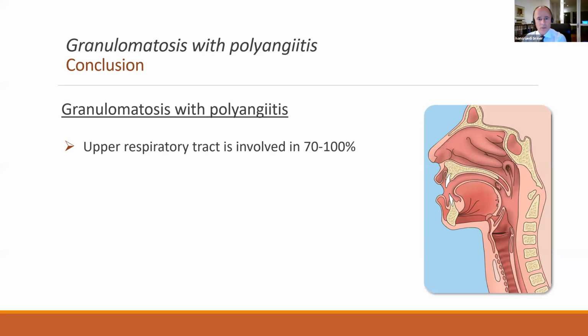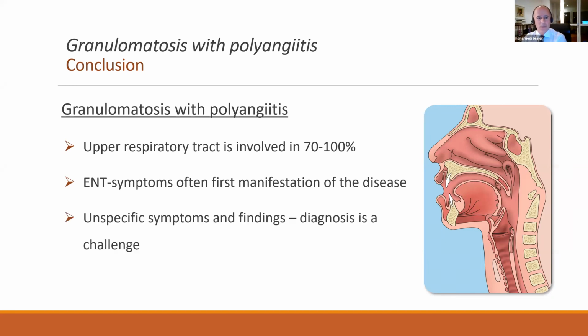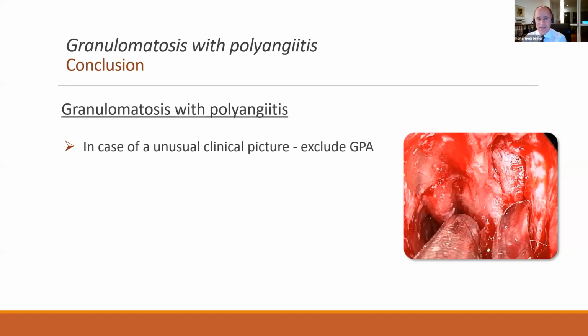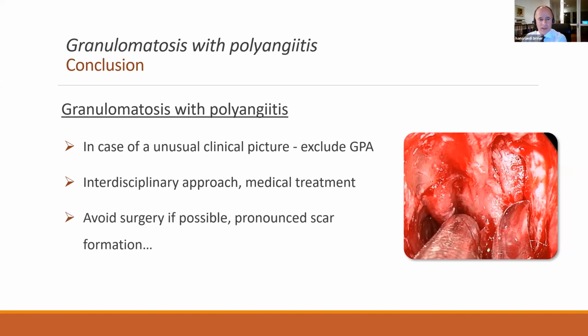So let's come to the conclusion. We learned that the upper respiratory tract is involved in almost all patients with GPA. ENT manifestations are often the first sign of the disease, and this makes us responsible for these patients, because we must think of the diagnosis. We should establish the diagnosis in order to give the patient an optimal prognosis. In case of an unusual clinical picture, think of and exclude GPA. It is an interdisciplinary approach that these patients need, and medical treatment is the treatment of choice. Avoid surgery if ever possible due to the tendency of pronounced scar formation.